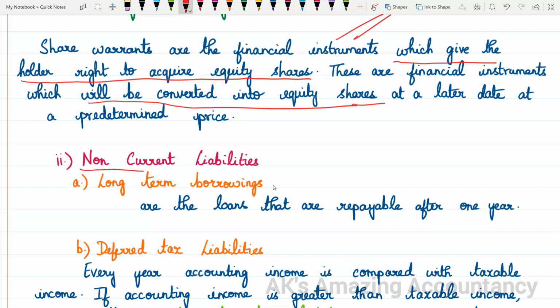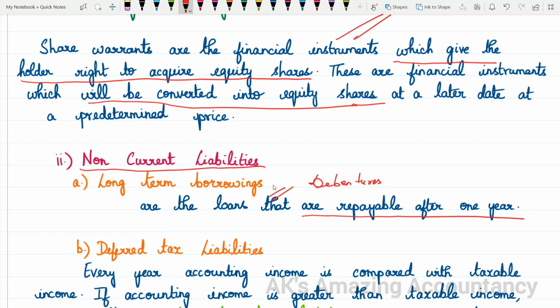Under non-current liabilities, you'll be having long-term borrowings. So what do you mean by long-term borrowings? Long-term borrowings are those loans, those borrowings which are repayable after 12 months, that is, which are repayable after 1 year. Such borrowings which are repayable after 1 year are only called long-term borrowings. And the most common long-term borrowing which you will find in most of the problems is debentures. So it will come here.